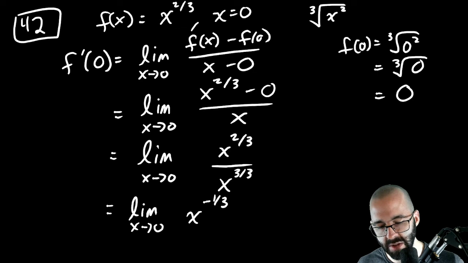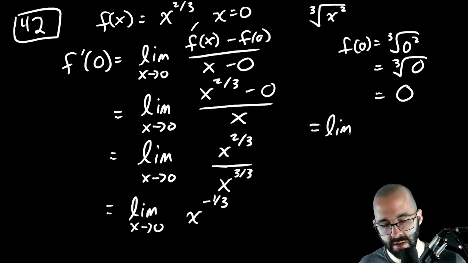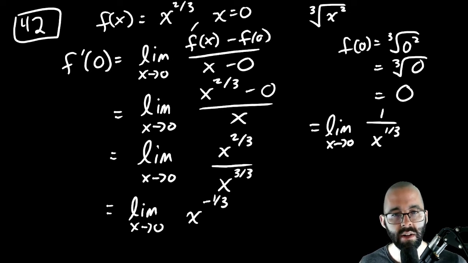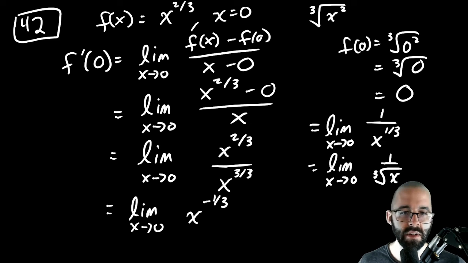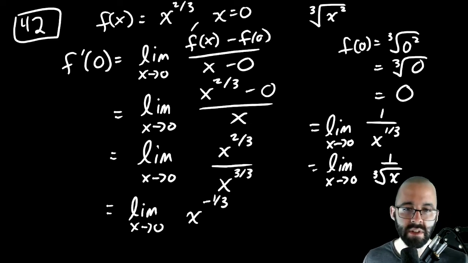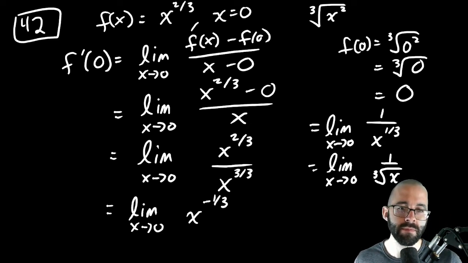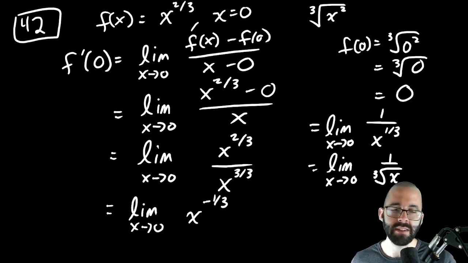Remember what negative exponents are. Negative exponents just mean reciprocal. And if you wanted, you could rewrite this a little bit more. You don't have to do this last step. This is what the derivative is going to be. The problem is that this doesn't exist.